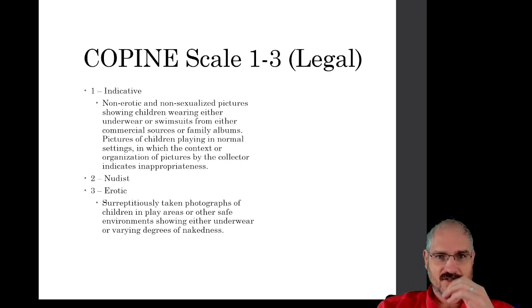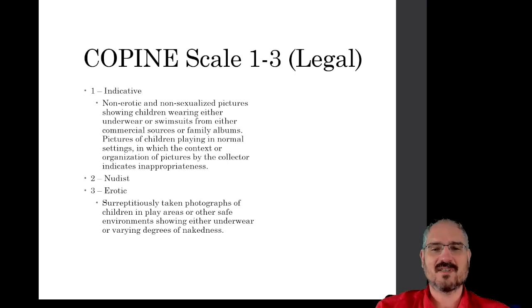The COPINE organization, I don't know how to pronounce it. This is one of those words I've only ever read, never actually heard anybody who knows about this pronounce it before. So if I'm mispronouncing that, I apologize. But they came up with a scale from 1 to 10 to classify different kinds of child porn, essentially. Pictures or videos of children ranging from the least serious to the most serious, right? And again, this is a 1 to 10 scale.